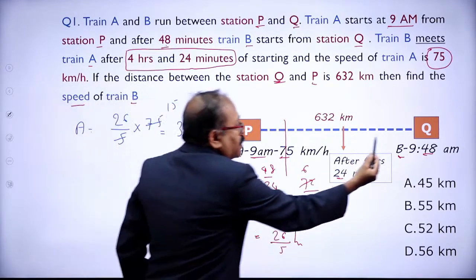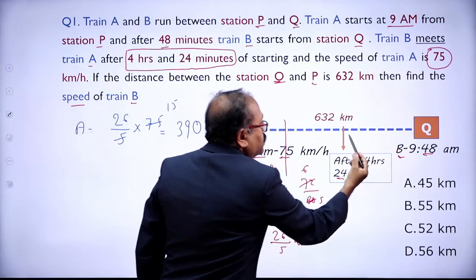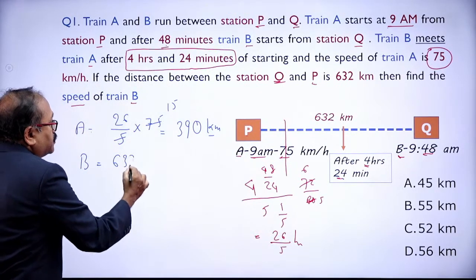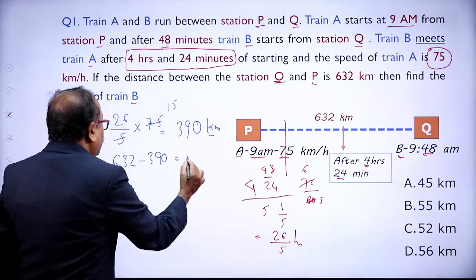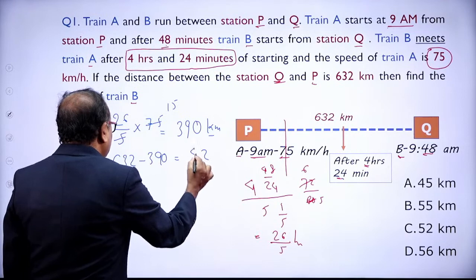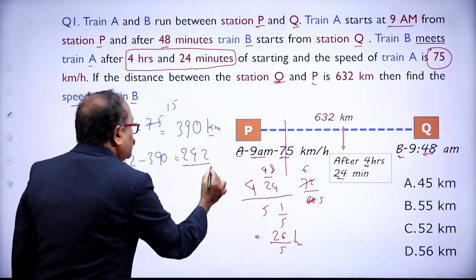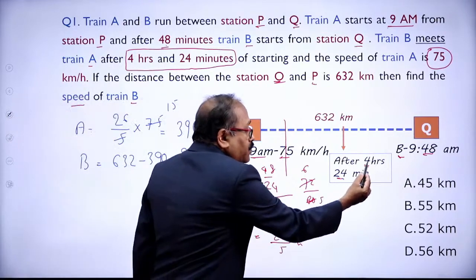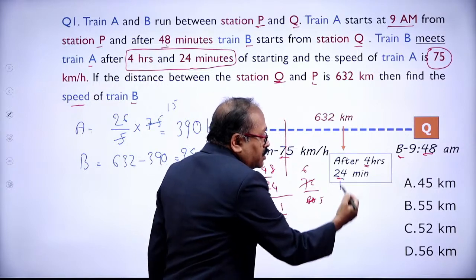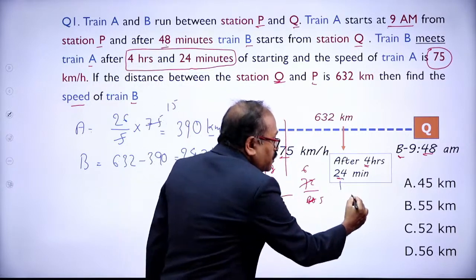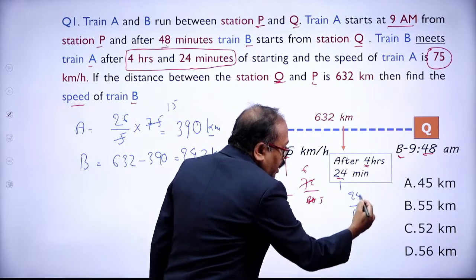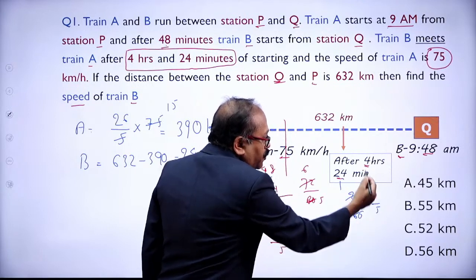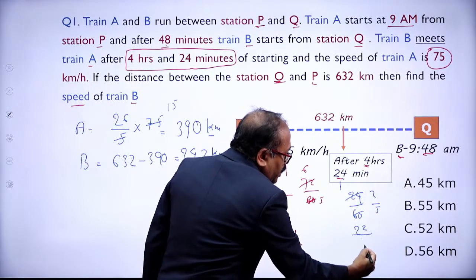That means the train B covers in 4 hours 24 minutes how much distance? The distance covered by B is the total distance 632 minus 390, which is 242 kilometers covered by B. And in what time? After 4 hours 24 minutes. Can I convert this 24 minutes into hours? That will be 24 by 60, which is 2 by 5. So 4 times 5 is 20, plus 2, that is 22 by 5 hours.